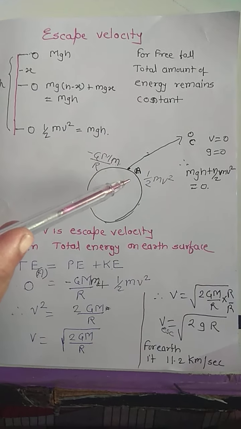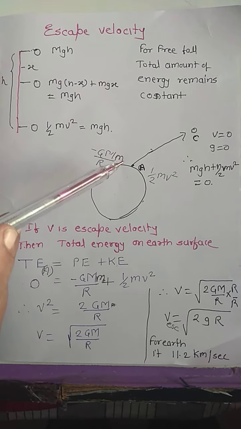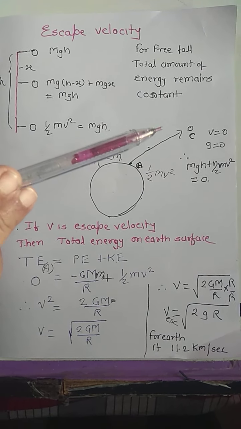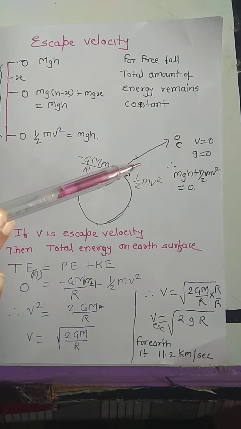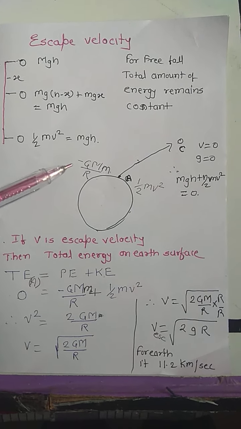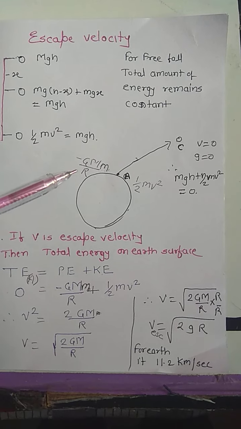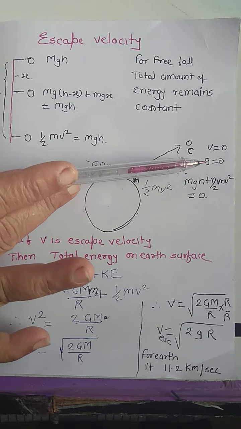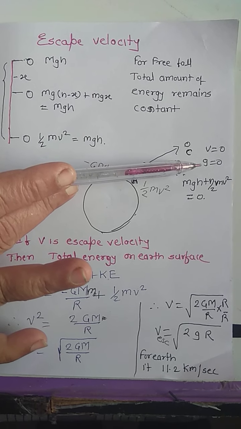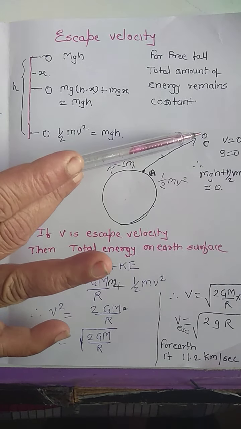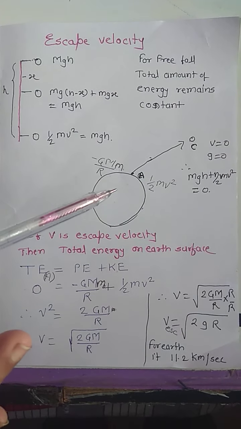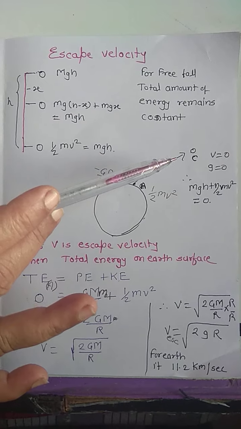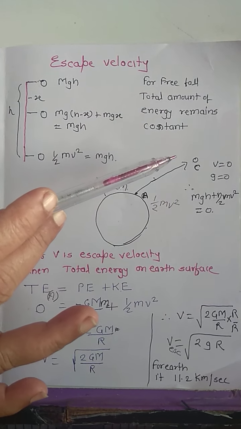Now suppose we want to throw an object in upward direction to the point C where value of g is 0. As we throw upward, its velocity will go on decreasing, and at point C, velocity of the object will also be 0 and gravitational acceleration g will also be 0, and therefore it will not fall back and it will remain at that place. That is, it will escape from Earth's gravitational field.